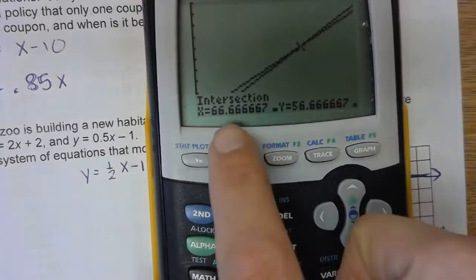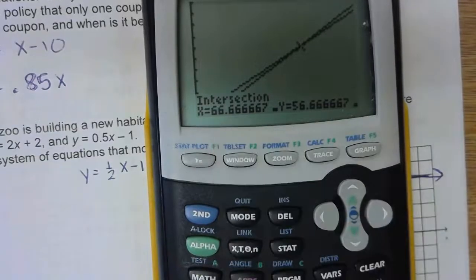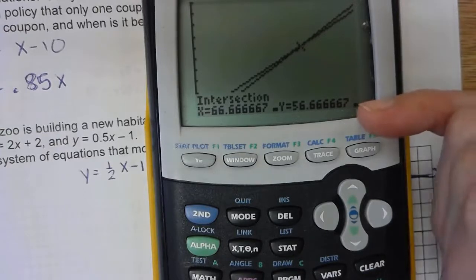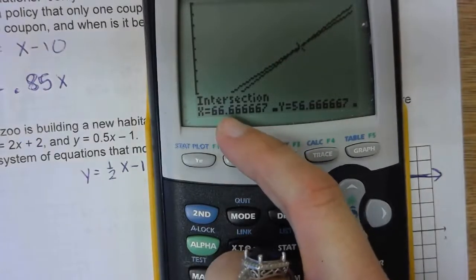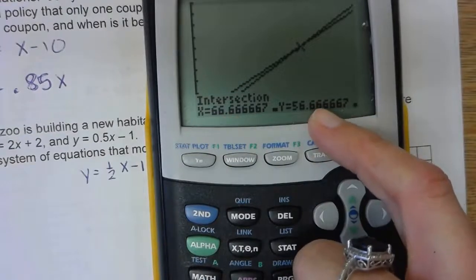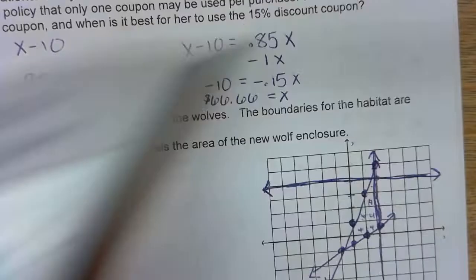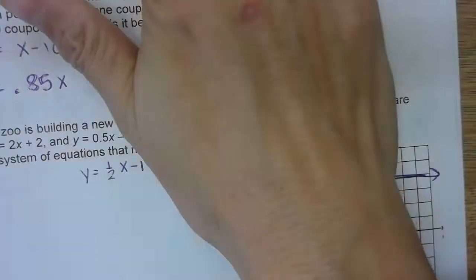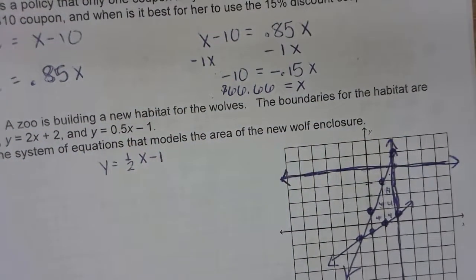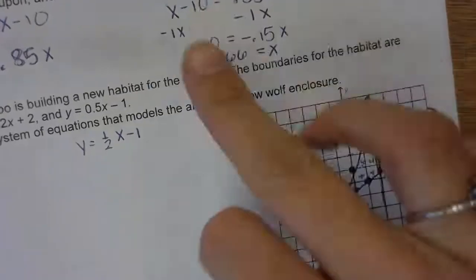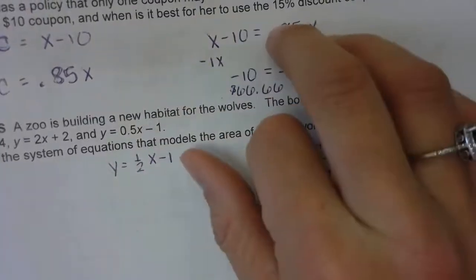and we see that they intersect at a $66.66 item, which makes both a final cost of $56.66. So this is the price point where they're the same. This is the cost of the item. That was if you did it by hand because you didn't have a calculator. So we're not going to look at that. But essentially that is what your graphing calculator is doing.